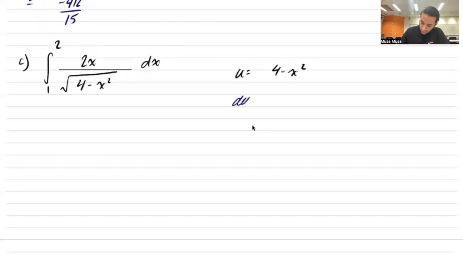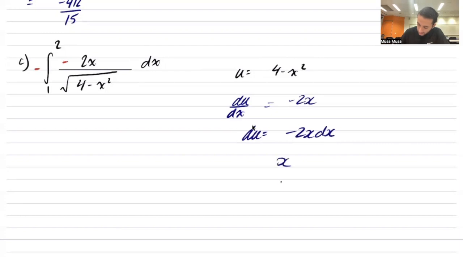So du on dx equals minus 2x. That means du equals minus 2x dx. That means I need a negative 2. Oops, I need a negative. I already have the 2x dx, so I just need a negative. I'll put a negative there. X and u limits.